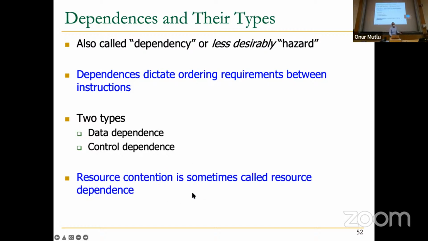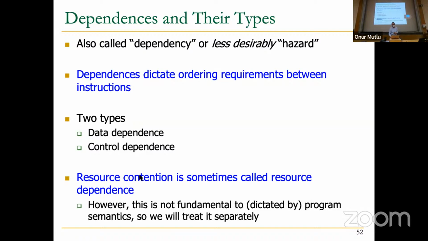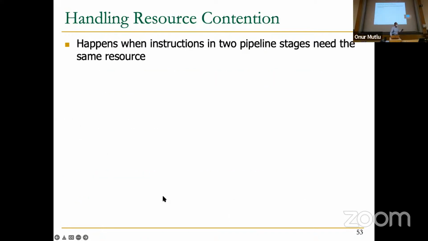Resource contention is also sometimes called resource dependence. In this case, it's okay, I think, because you're really depending on the same resource to execute an instruction, but it's not a semantic dependence, basically. It's more of a hardware dependence. It's not fundamental to the program semantics, so we will treat resource contention separately. But let's get it out of the way first.